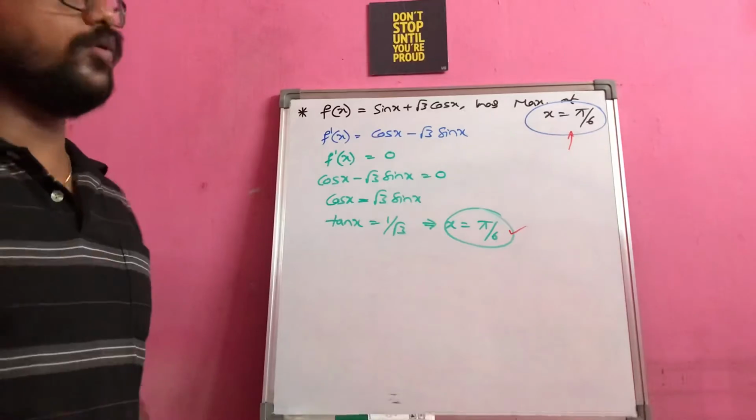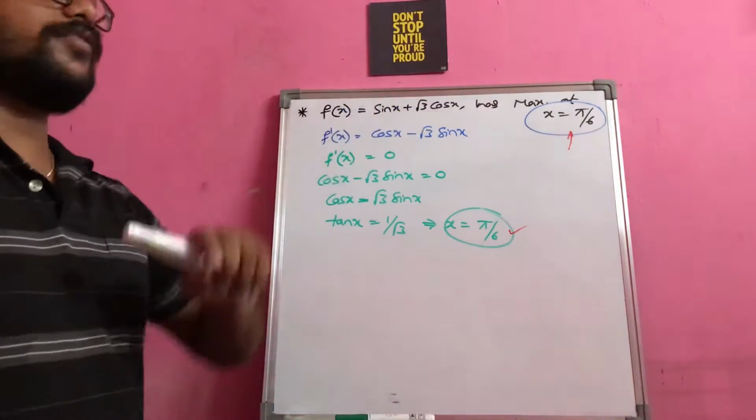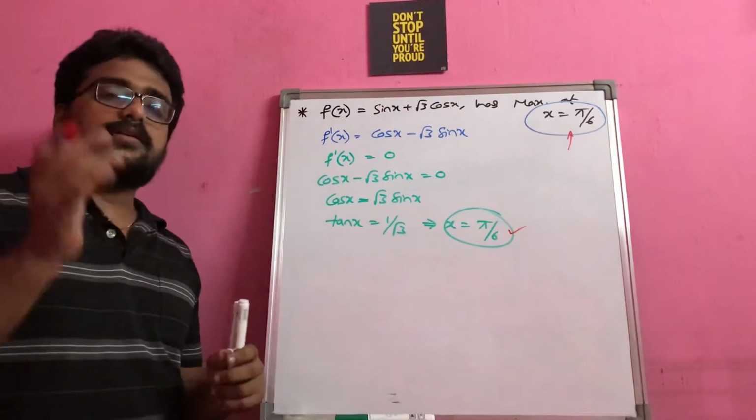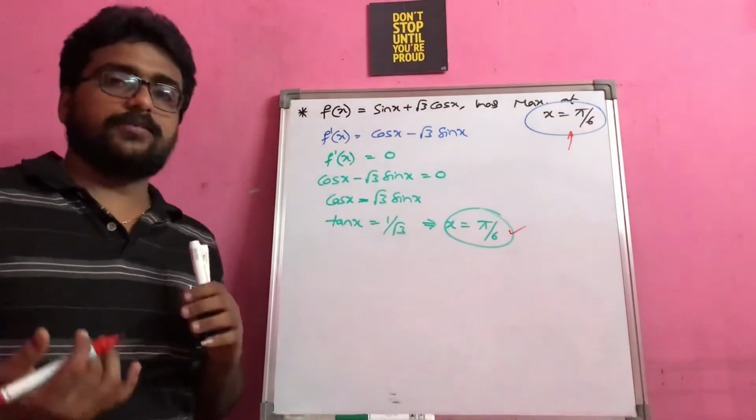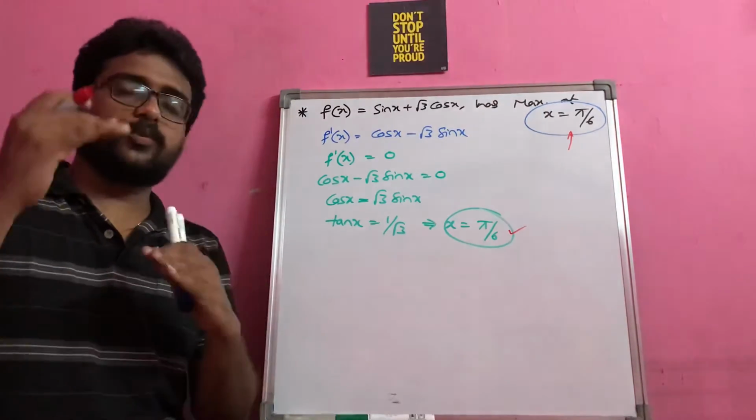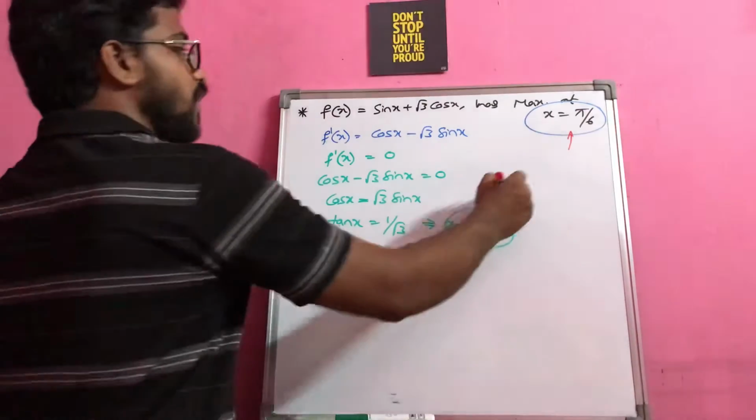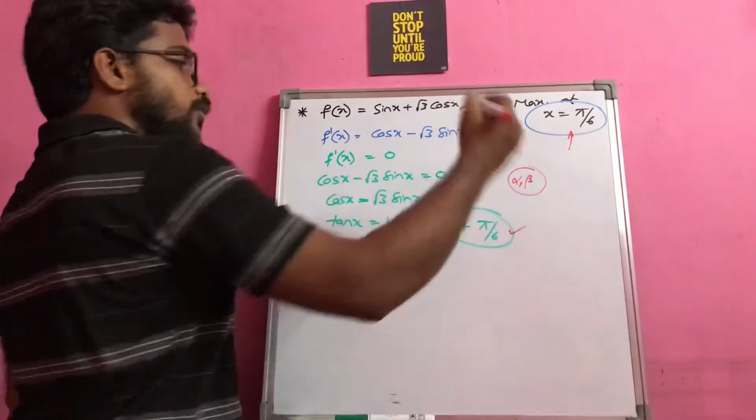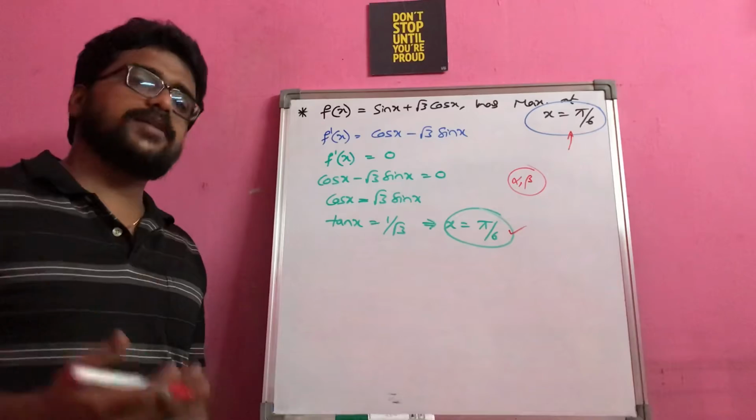Now how to conclude? If you substitute in this f of x, how can you say that only there you are getting a maximum? Because when you have any two points for comparison, for example say alpha comma beta, what you will do is substitute alpha first, then substitute beta.